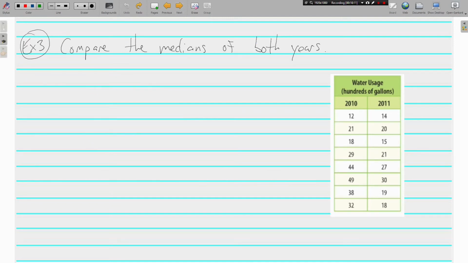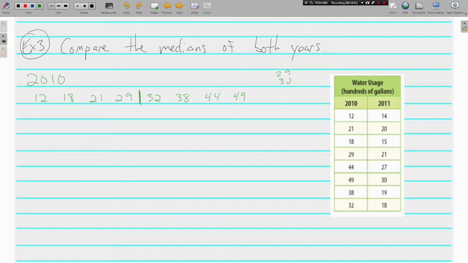Example 3 wants us to compare the medians of both years. So for 2010, we've got to put them in order: 12, 18, 21, 29, 32, 38, 44, 49, and our middle is right here.